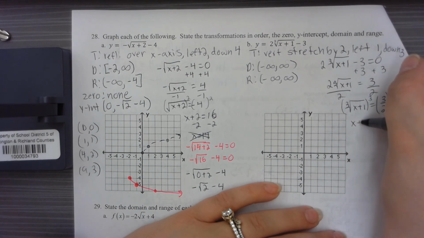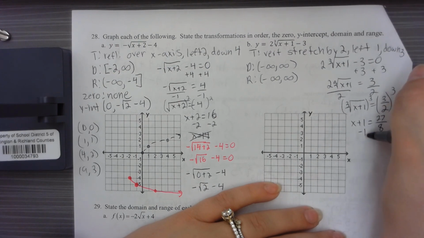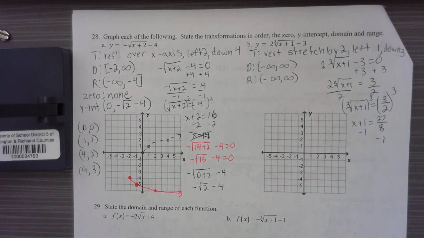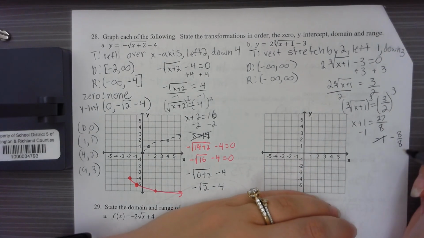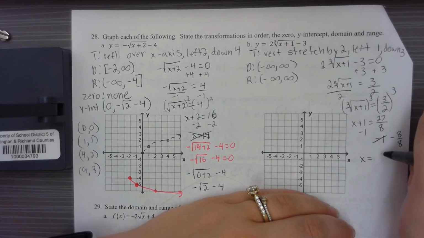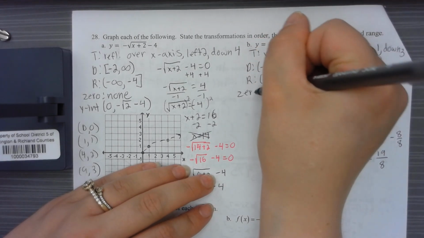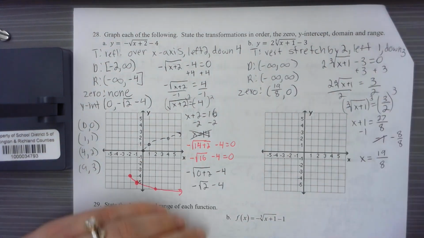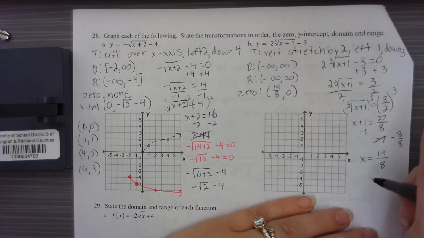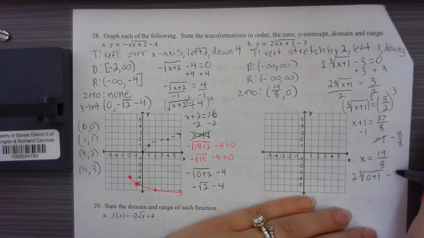So I'd get x plus 1 on this side, 3 cubed is 27, 2 cubed is 8, and then I would subtract 1. So I'm subtracting like 8 over 8 technically, if that's how you want to think about it. So this would be x equals 19 over 8. So that means that my 0 is going to be 19 over 8 comma 0. And then again, to find that y-intercept, I'm going to plug in 0. So I'd say 2 times the cube root of 0 plus 1 minus 3.